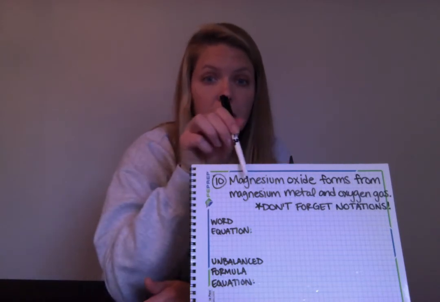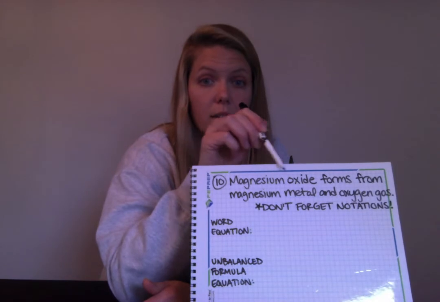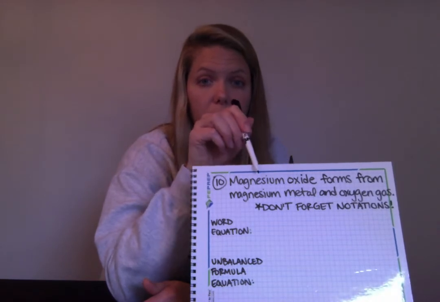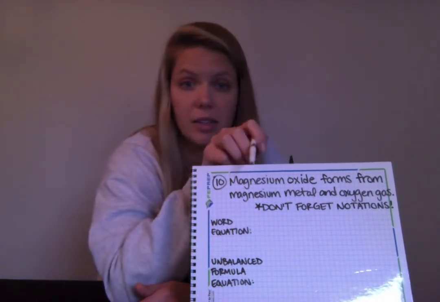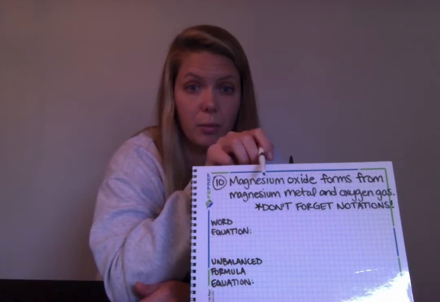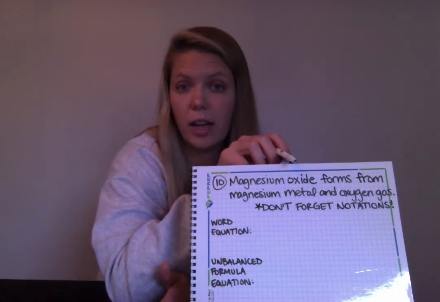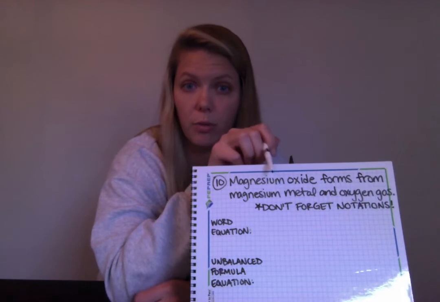So take a note here. This right here is your product. This is what you end up with. Also, magnesium oxide is just one magnesium, one oxygen. So you're just going to have MgO for your formula there.